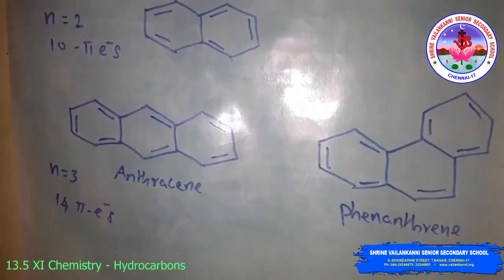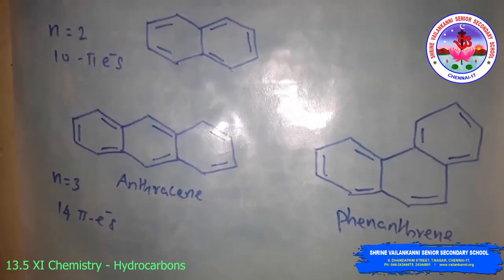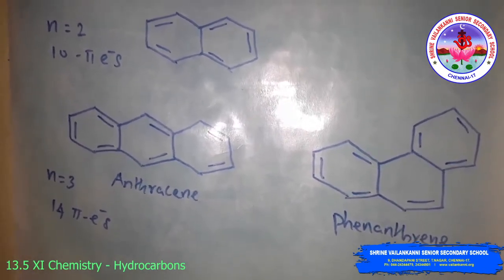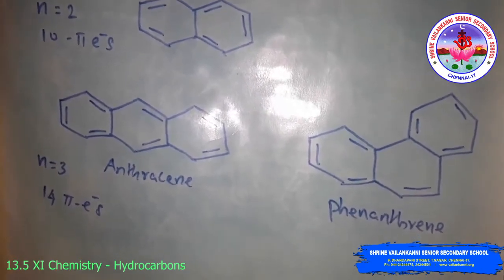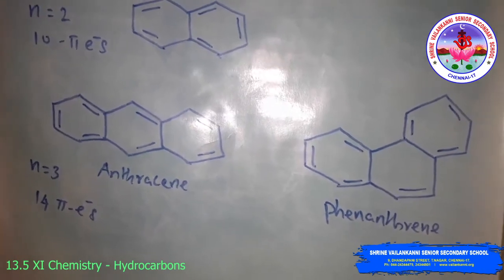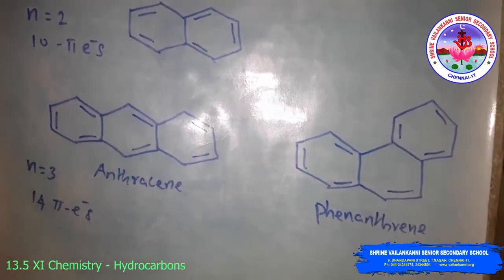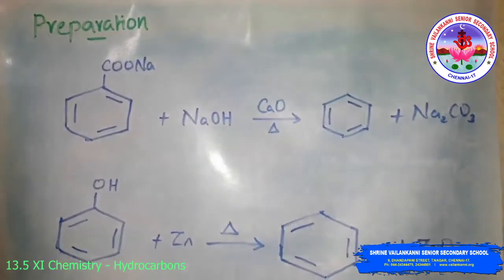Next, preparation of benzene. Already we have seen the cyclic polymerization of ethyne. Next method is the decarboxylation of the aromatic acid. You will get the benzene compound. Then the reduction of phenol also, you will get benzene. See, this is the preparation method.